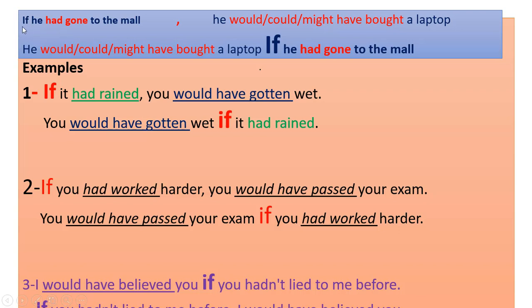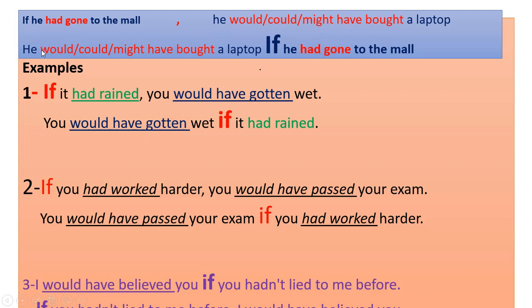The verb in the if clause is past perfect. Past perfect means had plus verb 3 or past participle. If he had gone to the mall, the second sentence or the main clause begins with the subject he, would have bought a laptop, or we can say he could have bought or he might have bought.